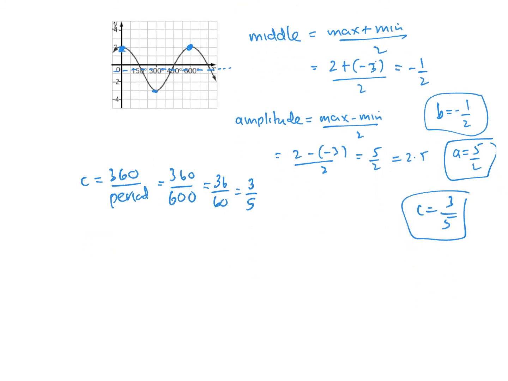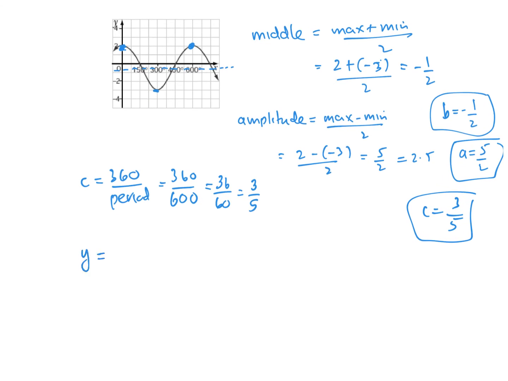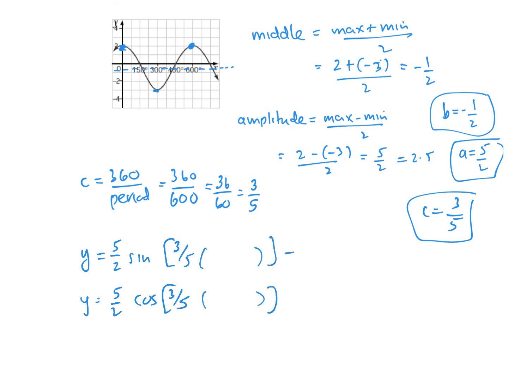I can start to write my equations. So amplitude is 5 over 2. We'll do 1 for sine, 1 for cosine. C is 3 over 5. And B is -1/2. So the amplitude, the C, and the vertical shift are all the same. So then we're going to look at sine. Is there a shift in sine?